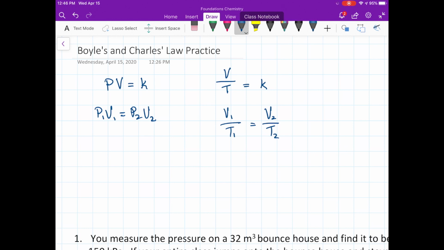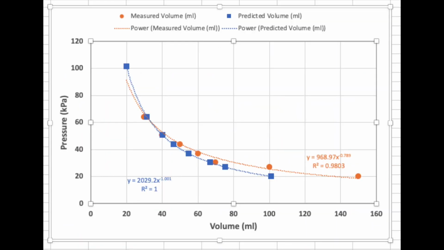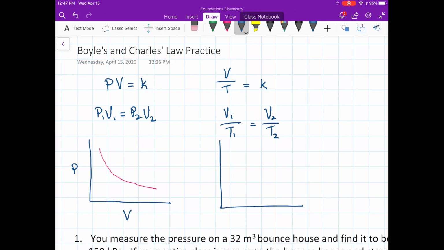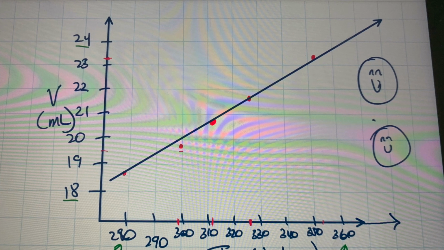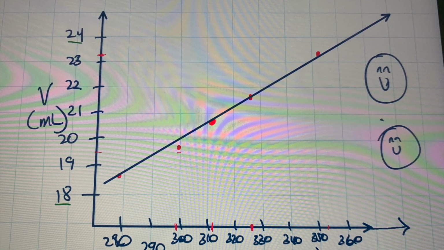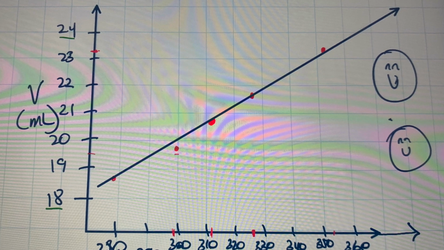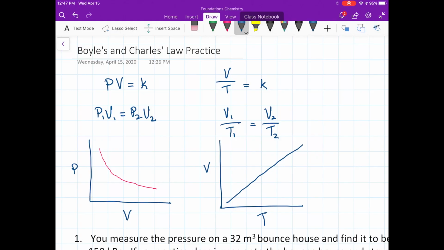Then we also graphed each of these. If we were to graph a Boyle's law graph and make this pressure and this volume, it's an inverse relationship, so you get a nice curve like this. Whereas for Charles' law, this is a direct relationship. As one goes up, the other goes up. As one goes down, the other goes down. You would get a straight line. And we did that, and you saw that. And if you worked through those labs with me, then you should be quite comfortable by now with Boyle's and Charles' law. Now, I just want to give you a little bit of background on Jacques Charles.